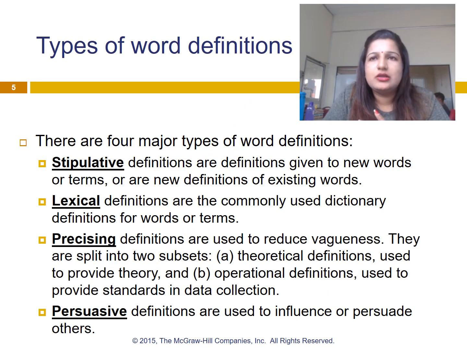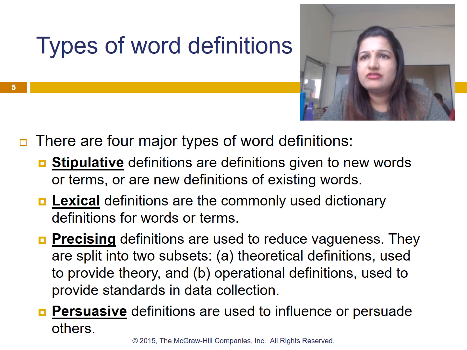Now let's take a look at the different types of word definitions. There are many, but for our course of study, we'll be focusing on the four major types of word definitions. We've got the stipulative, lexical, precising, and persuasive definitions. Stipulative definitions are definitions given to new words or terms, or even new definitions given to existing words. So you got it.